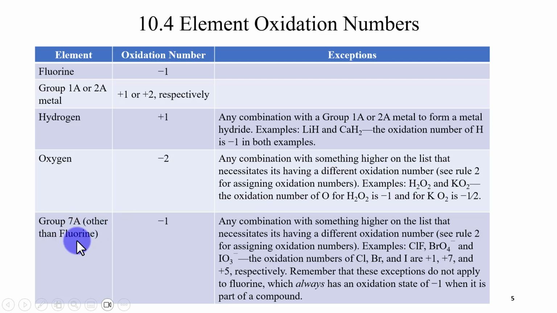And then group 7A other than fluorine, so chlorine, bromine, and iodine, have a -1, but if combined with anything higher on this list, they can have a different oxidation number. So ClF, BrO4-, IO3-. The oxidation numbers of chlorine, bromine, and iodine in these 3 molecules are +1, +7, and +5, respectively. Fluorine, however, will always have an oxidation state of -1 when it is part of a compound. When it isn't, it has an oxidation number of 0.